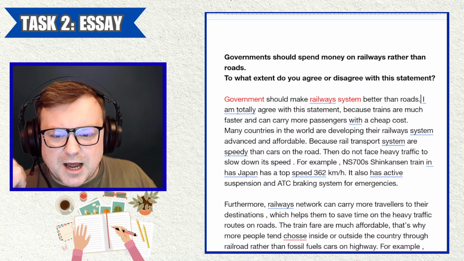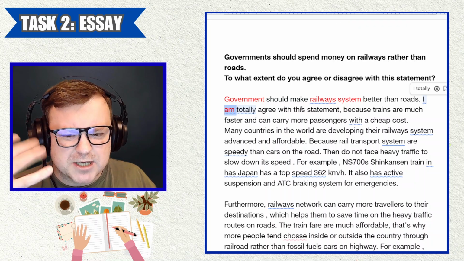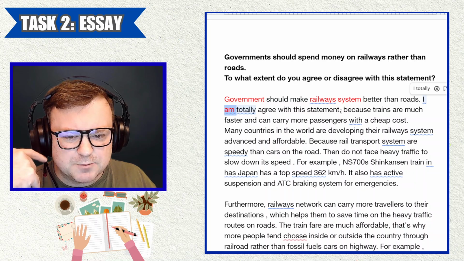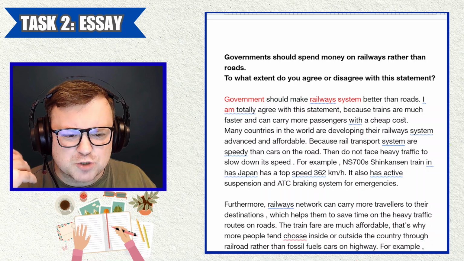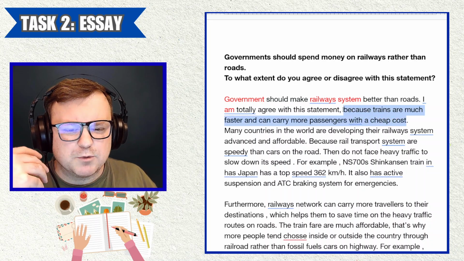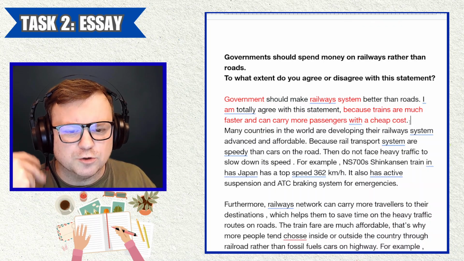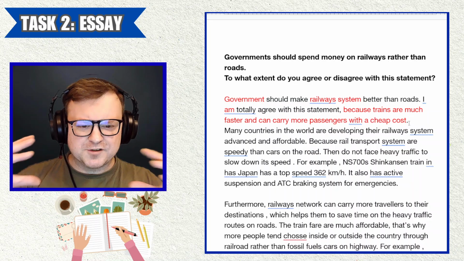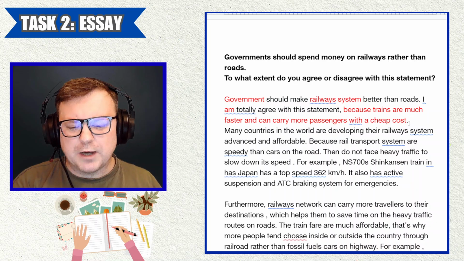So it's not about making the railway system actually better than roads necessarily, it's just about where they should spend money. I am totally agree. I am agree. Agree is a verb in English. We don't say I am totally agree with the statement, comma, because trains are much faster and can carry more passengers with a cheap cost. This isn't where we put our reasons for why we hold the positions we hold. The body paragraphs of an essay, that's where you explain the reasons why you have a position.